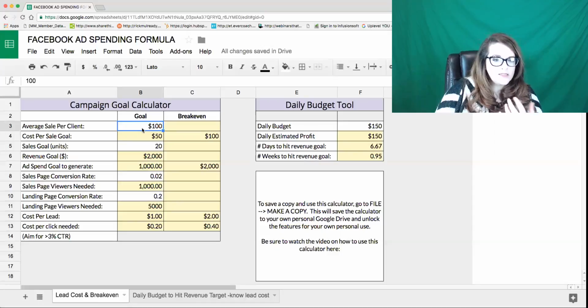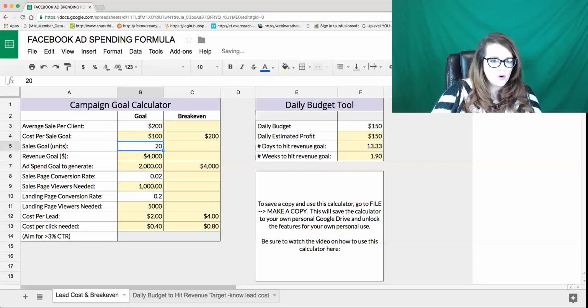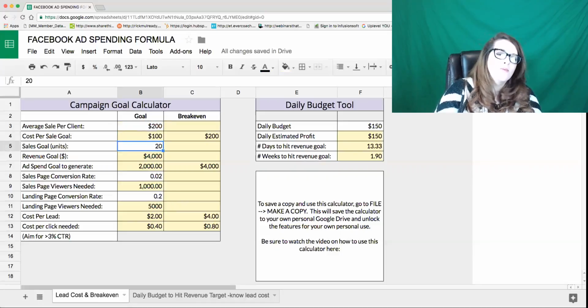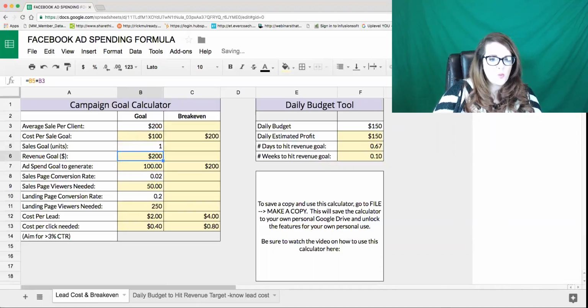Okay, so I just popped in here. Let's pop in $200. Let's say that's our average value of a customer or average sale per client. Then we're going to go down here to our sales goal in units. So what we can do is we can make a sales goal for the overall campaign. Now, if you're just looking to get your cost per lead and your cost per click, then you can just put in 1 if you're looking for just one singular sale, right?